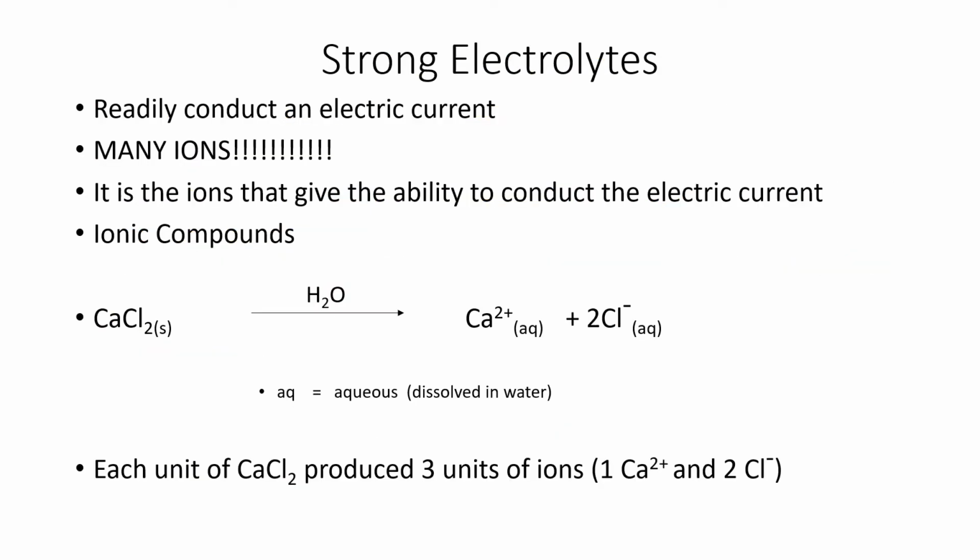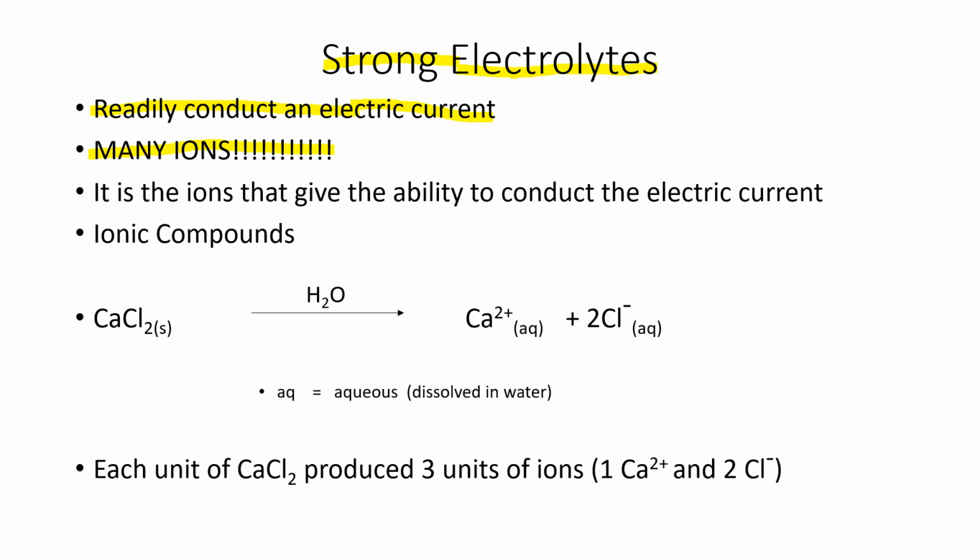First one we want to talk about are strong electrolytes. It kind of means exactly what the name is hinting at. A strong electrolyte is one that's going to really be good at being an electrolyte. These will readily conduct an electric current. And the reason they're able to readily conduct an electric current is that these strong electrolytes produce many, many, many ions. You get a lot of ions in there.